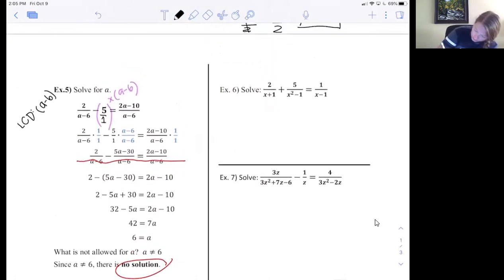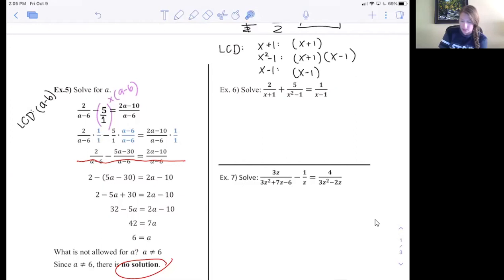For example 6, I'm going to do the LCD up here. So I have x plus 1, which I'm just going to leave as x plus 1. I have x squared minus 1, which I can write as x plus 1, x minus 1. And then I've got x minus 1, which I'm just going to keep as x minus 1. So if you look here, you can see that this right here is going to be our LCD. What I'm going to need to do is times this one by x minus 1 and this one by x plus 1. And then they're all going to be the same.